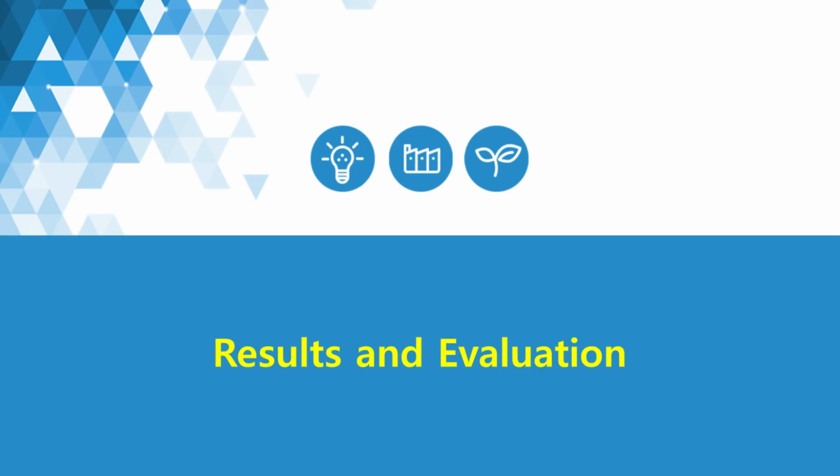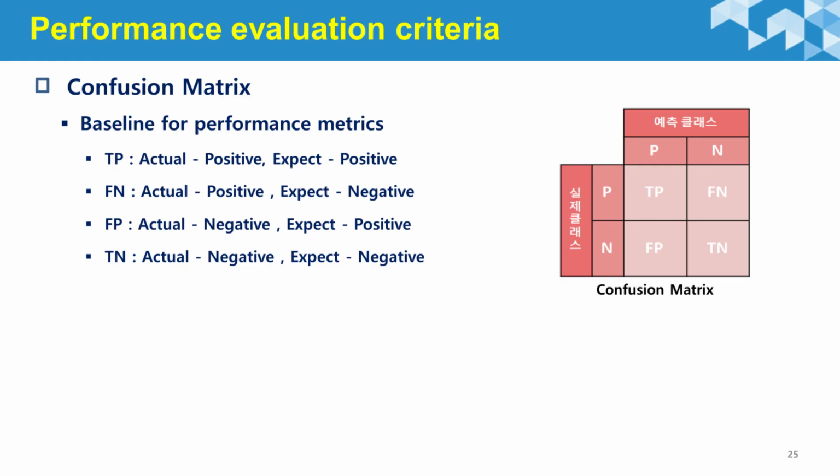The results and evaluation part. The performance metrics were based on the confusion matrix below. The confusion matrix is a matrix that shows how accurately the predicted value predicted the true value. It allows for an objective evaluation of performance based on whether the actual value is true or false, and the inferred value is true or false.